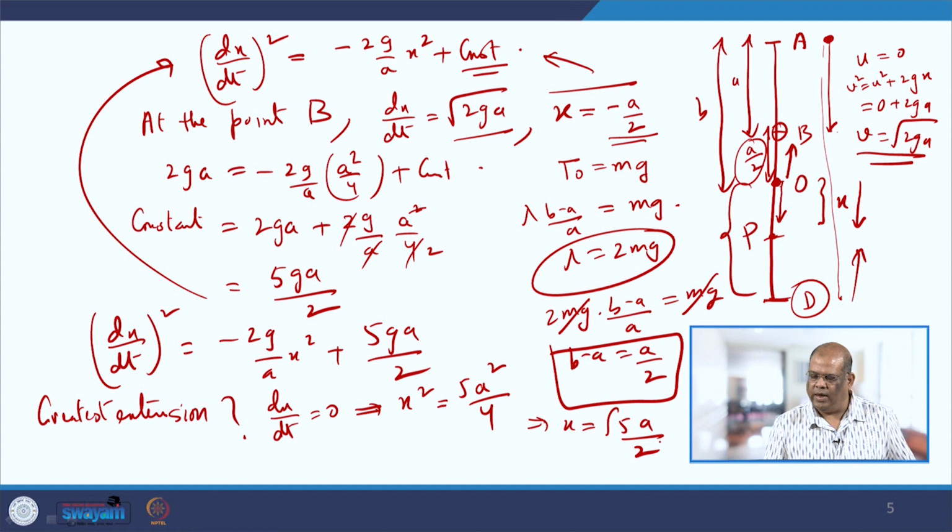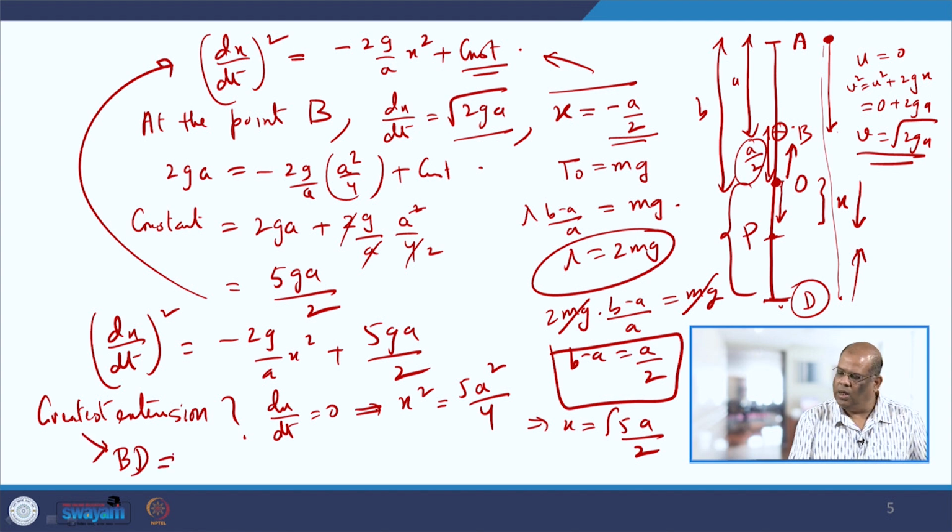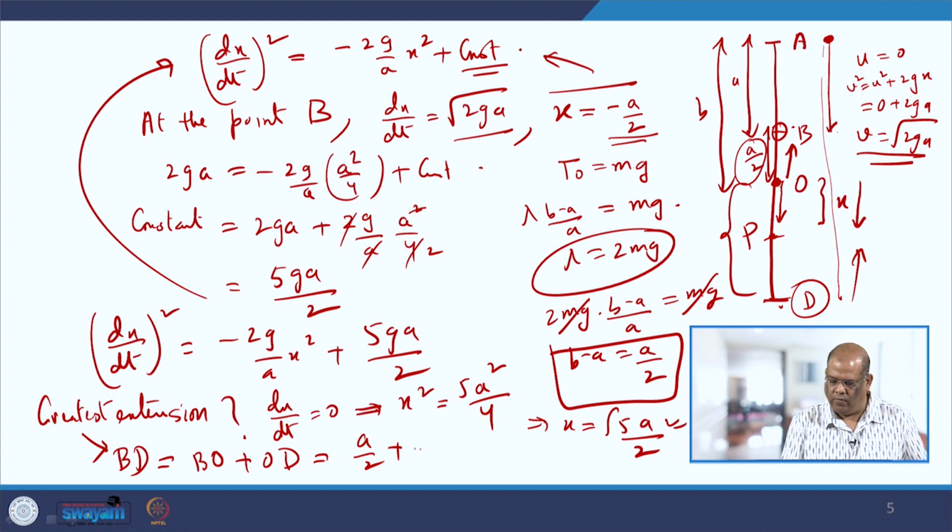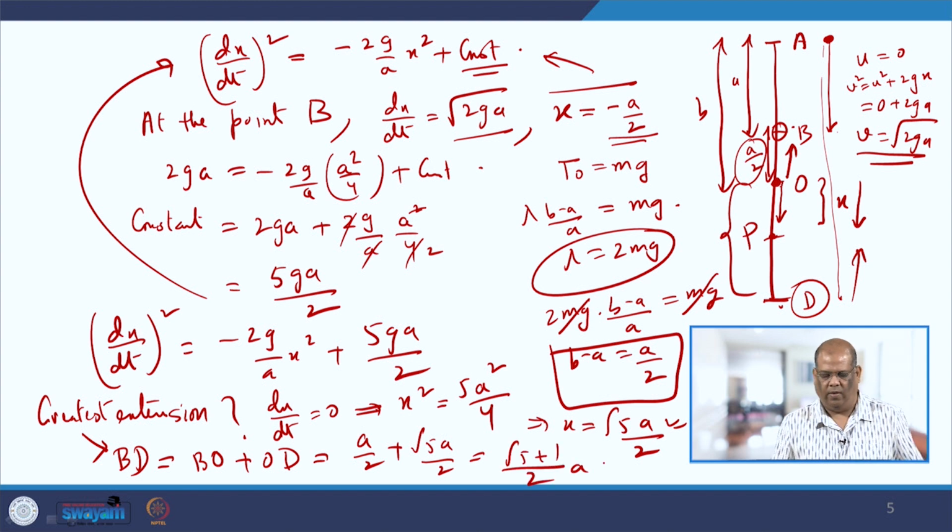So, the greatest extension is that from the point B up to the point D. So, BD is your greatest extension, and that is equal to BO plus OD. Now, BO you have already calculated, it is a by 2, and OD you just calculated, which is root 5 by a by 2, and the total extension becomes (root 5 + 1) by 2 times a.